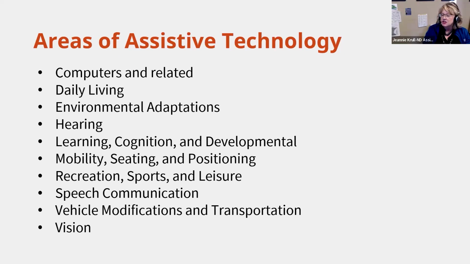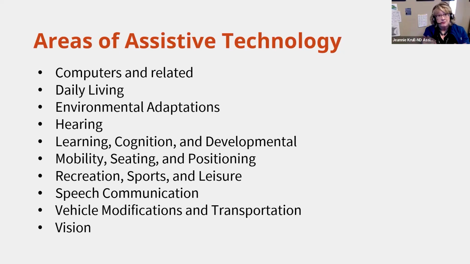Devices for learning, cognition, and development. So it could be everything for people with memory loss to devices for reading and writing. Mobility, seating and positioning, could be wheelchairs, walkers, special forms to help people sit up straight in their wheelchairs. Many different things fall into that category. Recreation, sports and leisure, adapted toys could fit into that. Adapted fishing poles for someone, hunting gear, things like that.